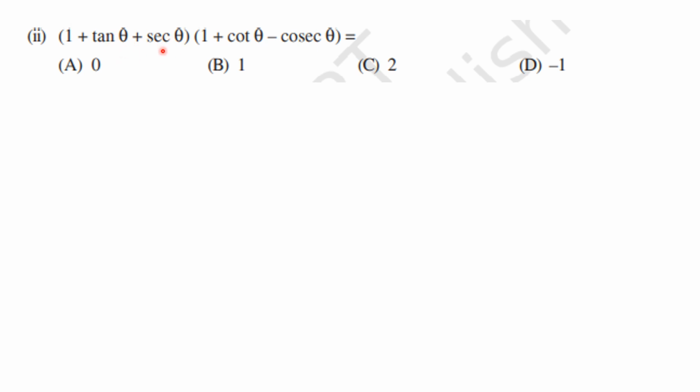So here what we will do, I am going to express tan theta as sin theta by cos theta and sec theta as 1 by cos theta. Same way, cot theta I can write as cos theta by sin theta and cosec theta as 1 by sin theta. We have to remember, right, when I was explaining trigonometric ratios, I explained all those things, isn't it?